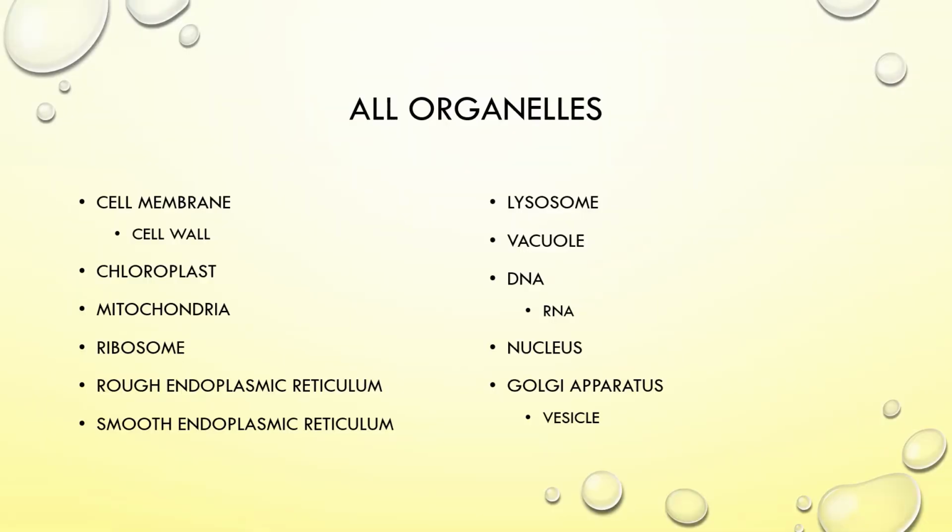Here we have a list of all organelles that you can find in cells. It depends from cell to cell, of course, whether it's a plant cell or an animal cell. But again: cell membrane, cell wall, which would be in plant cells, chloroplasts in plant cells, mitochondria, ribosome, rough ER, smooth ER, lysosome, vacuole, DNA, and RNA. We'll talk more about RNA in a future lesson. Nucleus, Golgi apparatus. Golgi apparatuses, again, make vesicles.